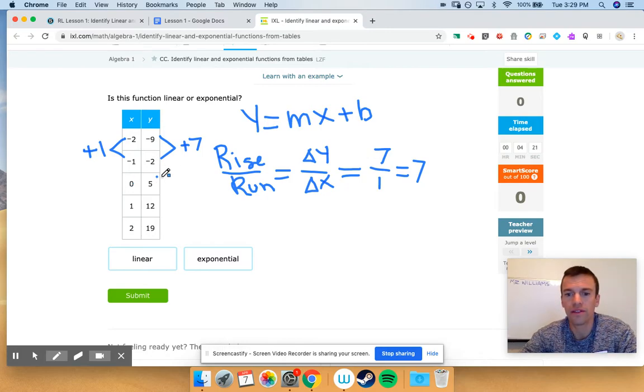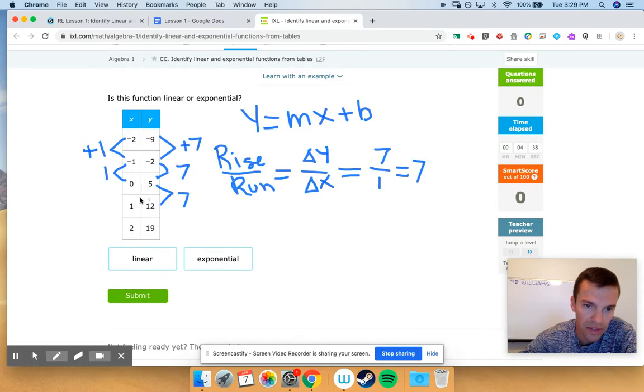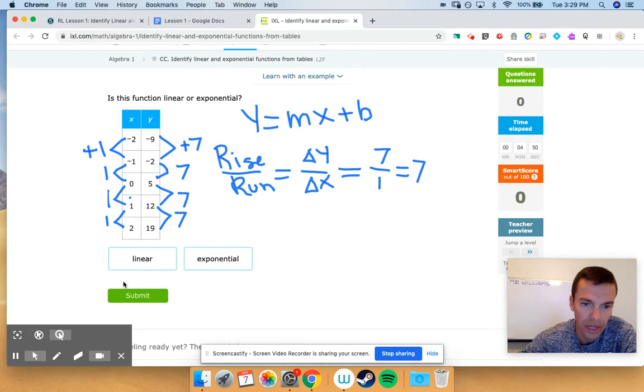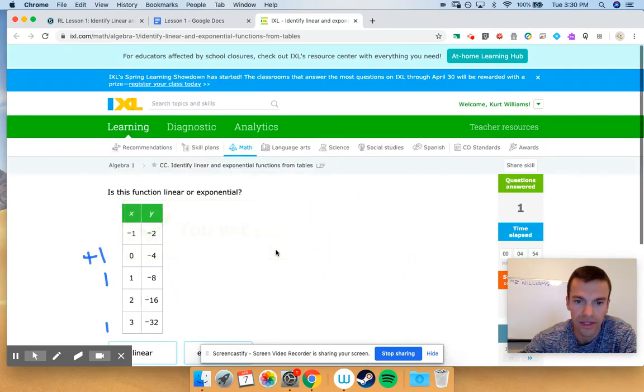Hey, is the rest of this function, the rest of the table, consistent with that slope? So from -2 to 5, that's also plus 7. And then I can see from -1 to 0, that goes up 1. From 5 to 12, that's plus 7. Same here. We have plus 1. From 12 to 19, we go up 7. And then from 1 to 2, we're up 1. So it looks like that slope stays the same. So right here, I'm going to say that's a linear function and click submit. And it's going to tell me I got it.